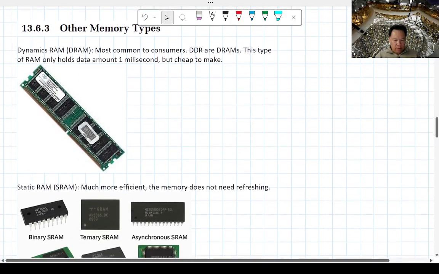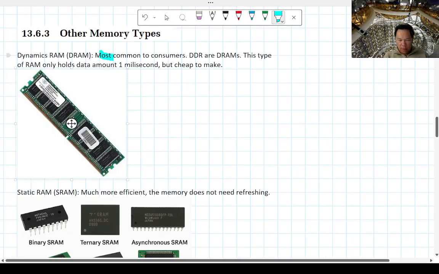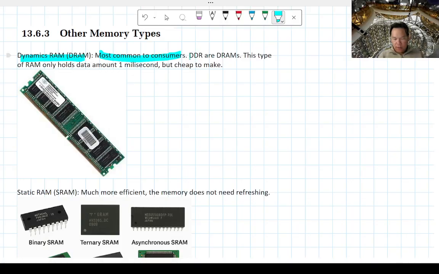There are other types of memory. The ones that are most common to consumers are DRAMs. They're mostly called these days DDRs. So if you buy a DDR4 module, that's what you're buying. This type of RAM can only hold data for the order of milliseconds, but the reason is that they are cheap to make.